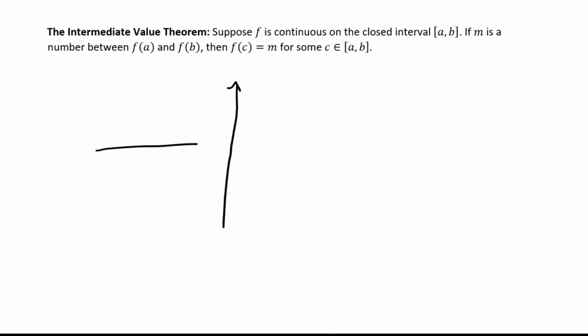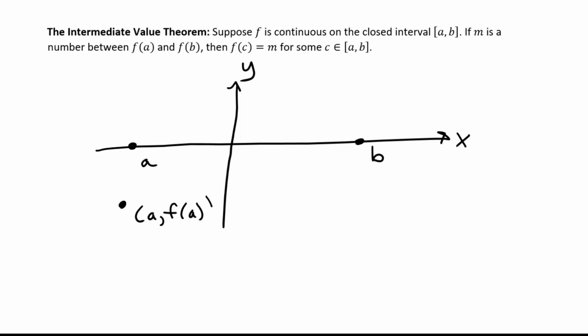Let's draw a plane. We'll label x and y. I'll assign a point A on the negative x-axis and B on the positive x-axis. Let's assign A evaluated at f in the third quadrant and B evaluated at f in the first quadrant.